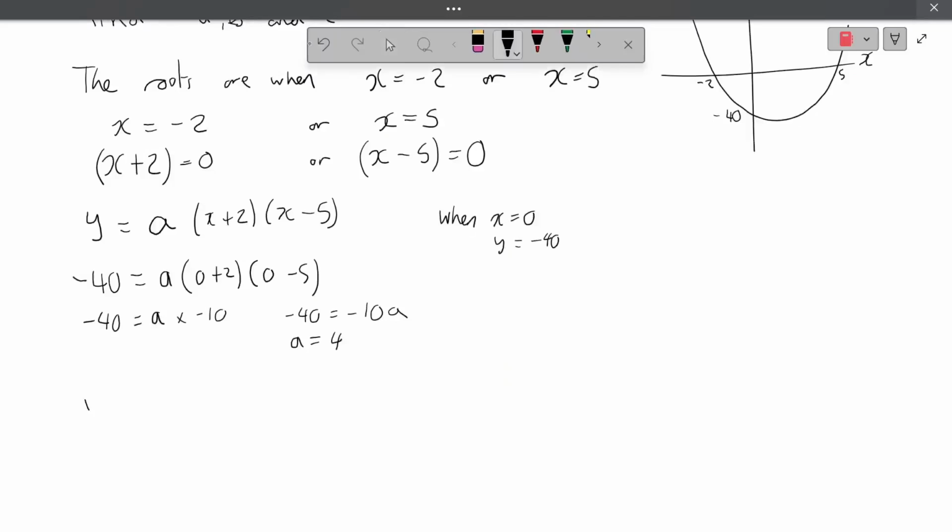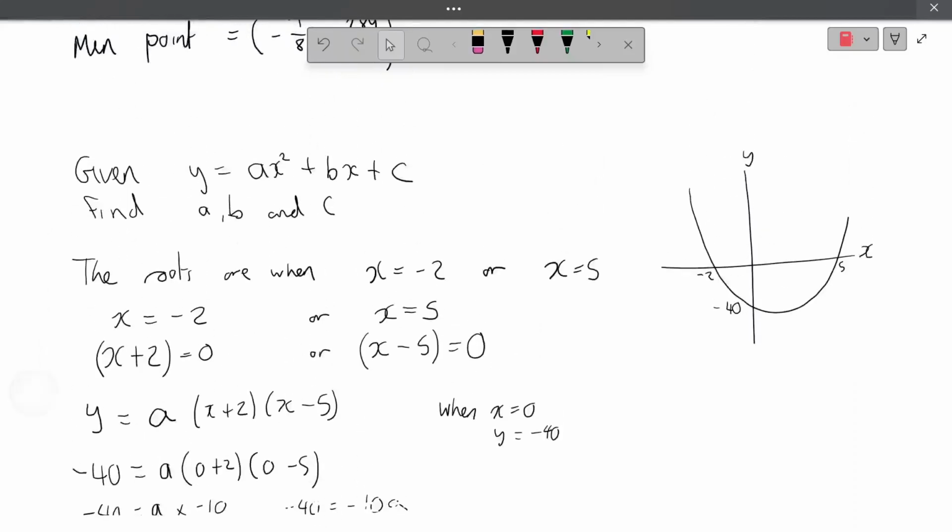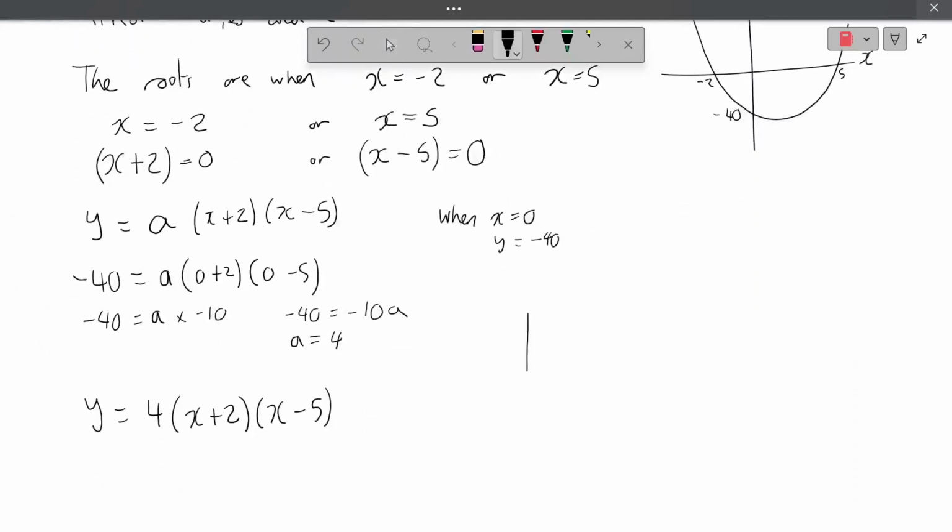What we then have is y is 4 lots of x plus 2, x minus 5. Now, the format I want it in is ax squared plus bx plus c, so I need to expand out those brackets first, so x and 2, x and minus 5, your x squared, 2x, minus 5x, and minus 10. If you're not sure about expanding brackets like this, then you can always look back at expanding brackets, which is towards the very beginning of the textbook, which I'll leave a link to in the description.